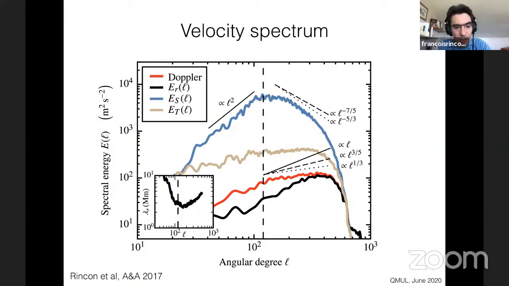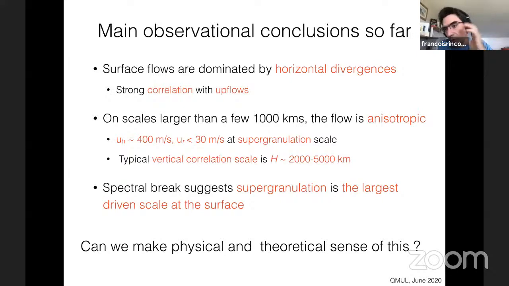That's the idea. So the question is, now I'm putting my theoretician's hat on and I'm trying to make physical and theoretical sense of that. Can I describe that through a nice formal phenomenology or not? I already told you there is no such thing as Kolmogorov turbulence at the scale we look at. So we need to be a bit creative with this.